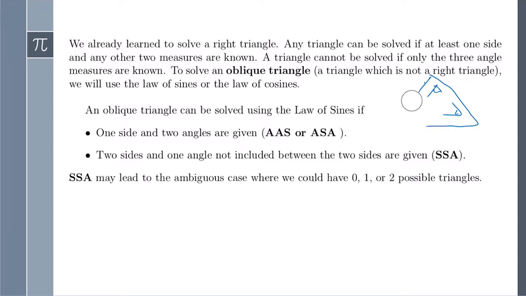So the triangles which are not right triangles are called oblique triangles. In order to solve an oblique triangle, we cannot just use the trigonometric functions the way that we did for right triangles, but we'll use something called the law of sines and cosines, okay? In this video, we'll discuss the law of sines, and in the next video, we'll talk about the law of cosines.